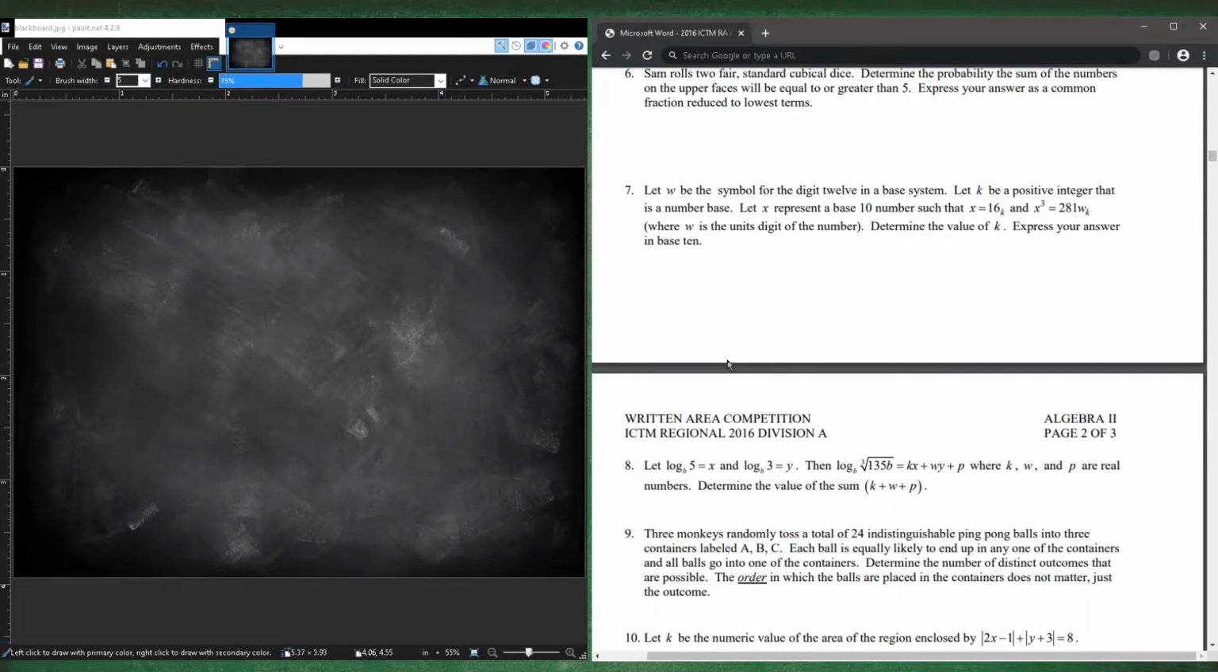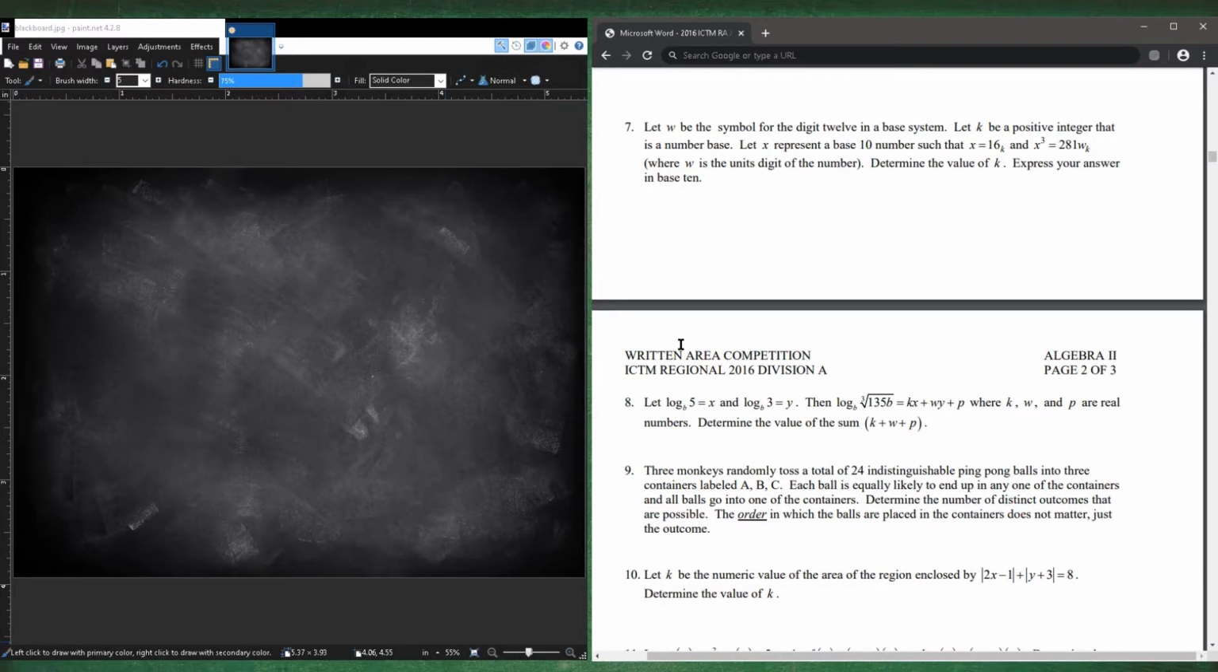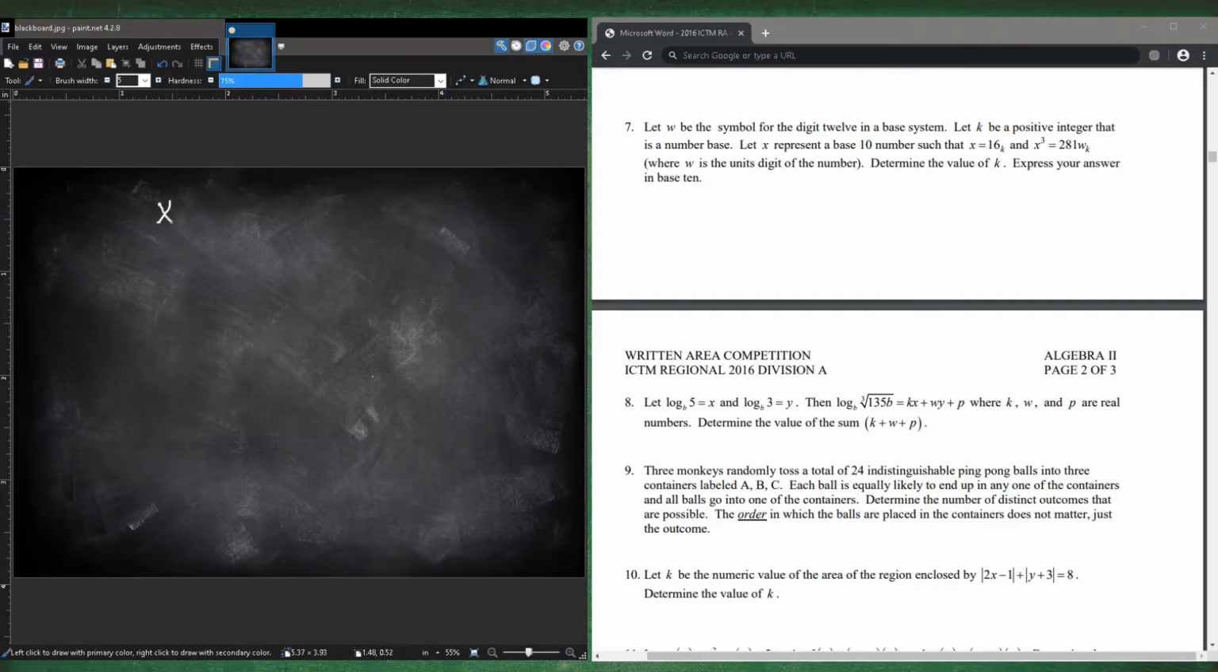Okay. Number 7, let W be a symbol for the digit 12 in the base system, and let K represent an integer. So if x represents a base 10 number such that x is equal to 16 base k, and x cubed is equal to 281W base k, determine the value of k. Okay, so let's convert them all to base 10. So that's equal to just 6.